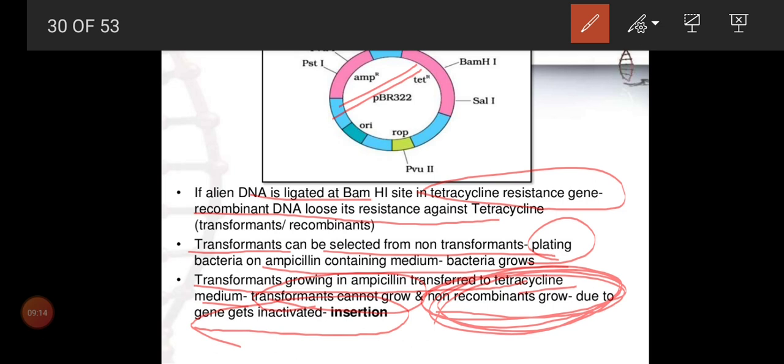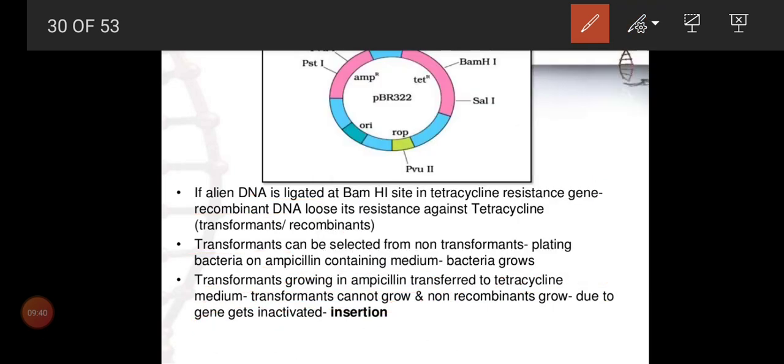Second question: the non-recombinant plasmid can grow in both media. Why? It is because the plasmid is a non-recombinant, meaning the tetracycline resistant gene is not removed, or vice versa. So automatically it will contain both resistant genes, so it can grow on the medium. Is that clear? Next.